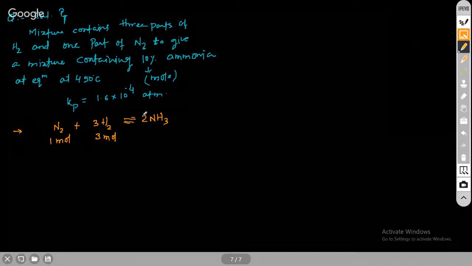1, 3, and this is 0 initially. Now we'll write 1 minus x, 3 minus 3x, right? Because 1 mole reacts with 3, so x reacts with 3x. 3 minus 3x, and this is 2x.